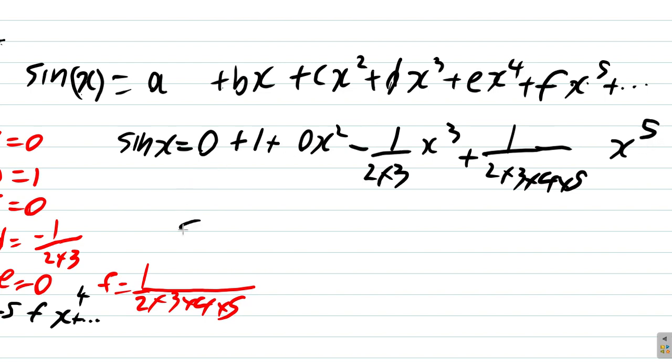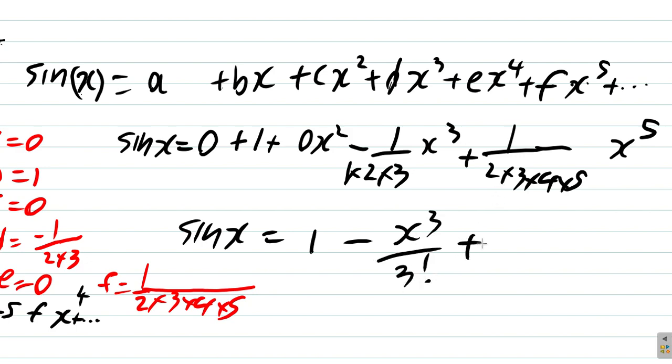Alright, so sine x is therefore equal to what now? 1 minus, now you notice the 2 by 3, it can be written as 1 times 2 by 3, which is the same as 3 factorial. So this would be x cubed over 3 factorial. Then plus this 2 by 3 by 4 by 5 can be written as 1 by 2 by 3 by 4 by 5. And this would be 5 factorial. So it's something over 5 factorial. It's x to the 5 minus, and you go on like that.